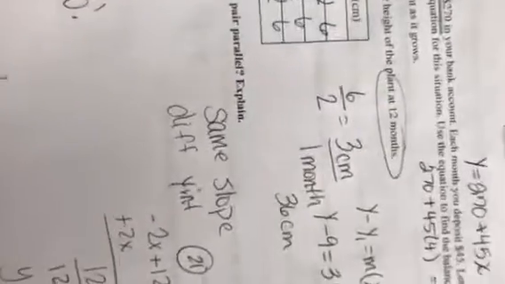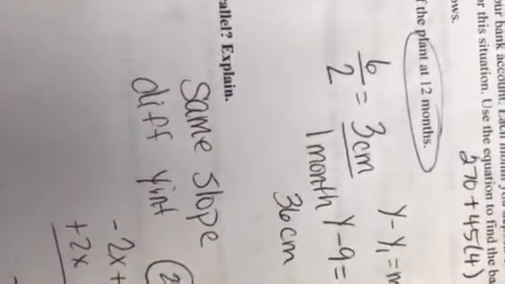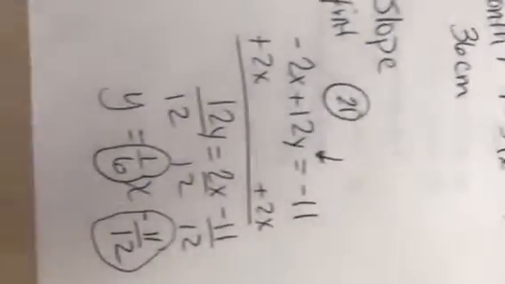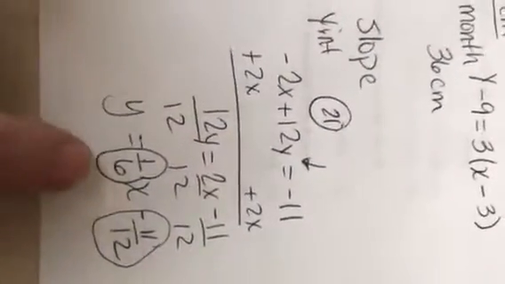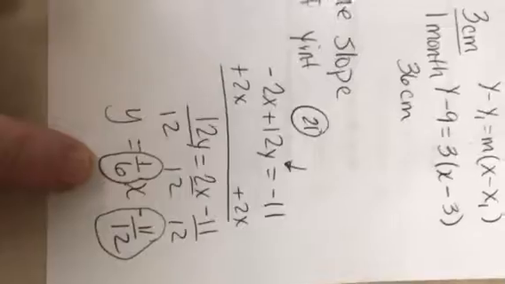21, are the graphs parallel? Remember, parallel has the same slope and a different y-intercept. Solve for y. Y equals 1/6x minus 11/12. This one said y equals 1/6x plus 8. They have the same slope and different y-intercepts, so they are parallel.